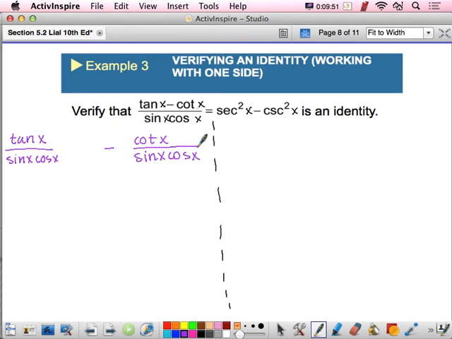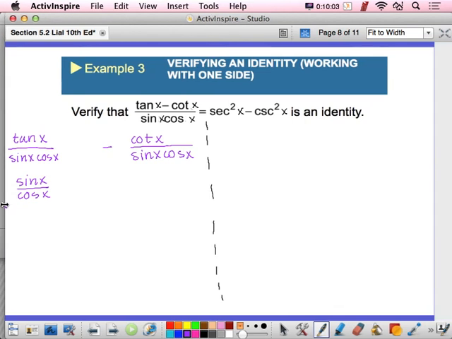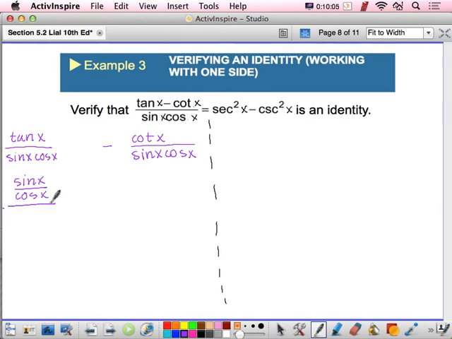Yep. Okay. So let's rewrite the top of this one as sine over cosine. So sine of x divided by cosine of x, all divided by sine of x times cosine of x. And I'm going to do the same thing with the other fraction. I'm going to change the cotangent of x to cosine of x over sine of x using my quotient identity. And it's all going to be over sine of x cosine of x. Okay, so there's where we stand now.